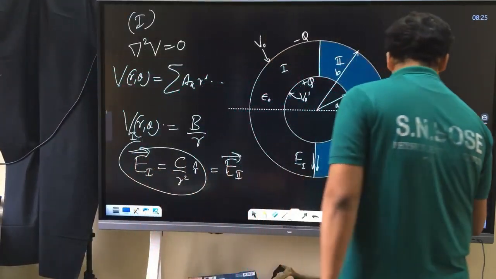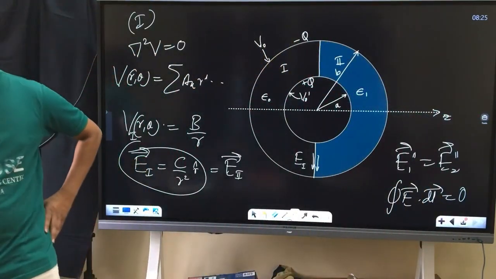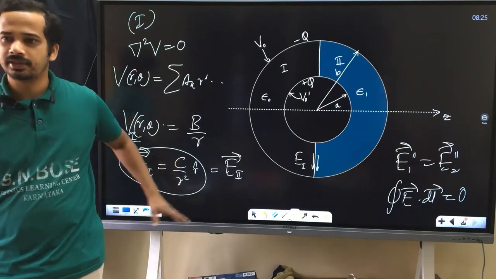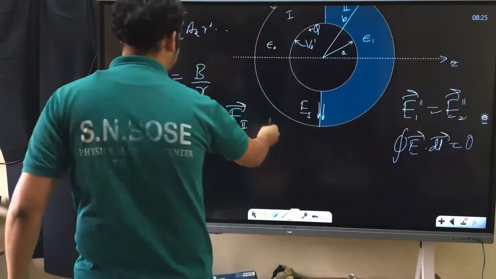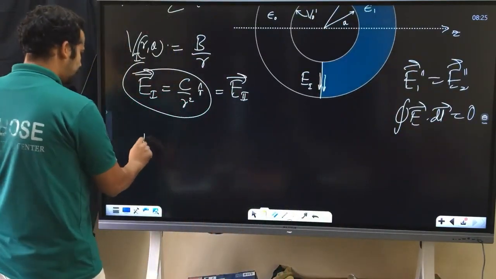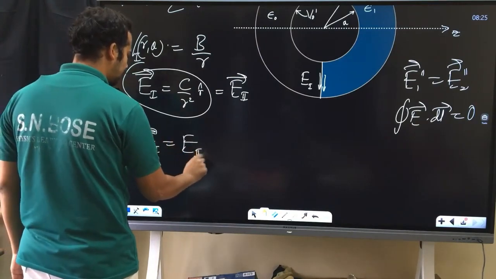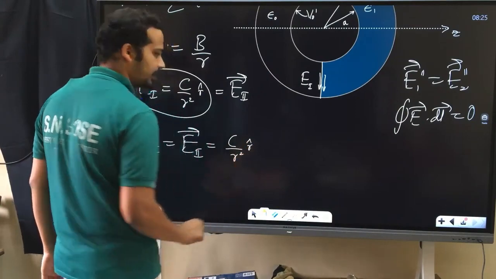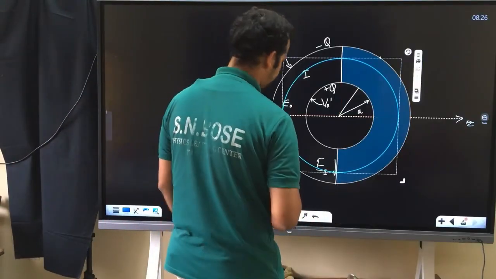Now, what is the next part? Now you need to find this C. In both regions, the electric field is equal to this one. The electric field in the first region is equal to the electric field in the second region. Both are equal to C by R square R cap.